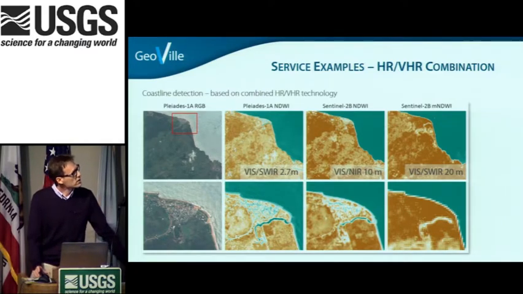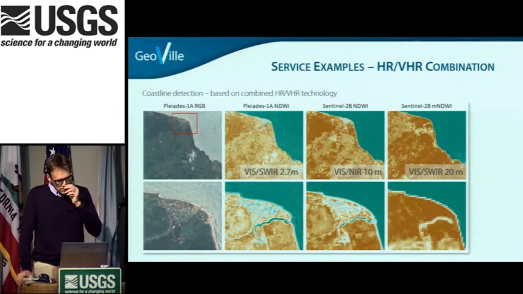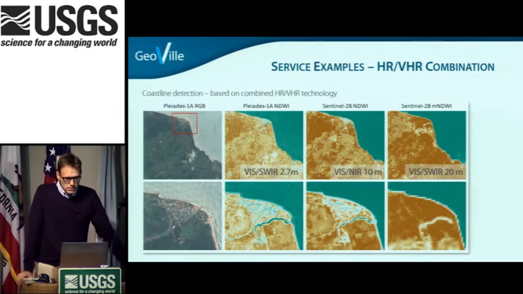The next column shows an index derived from Pleiades imagery, NDWI, based on 2.7 meter resolution, and then the next 2 columns are from Sentinel-2B. The same index is in the third column, and then another index based on 20 meter resolution, also from Sentinel-2B, based on the visible and shortwave infrared.